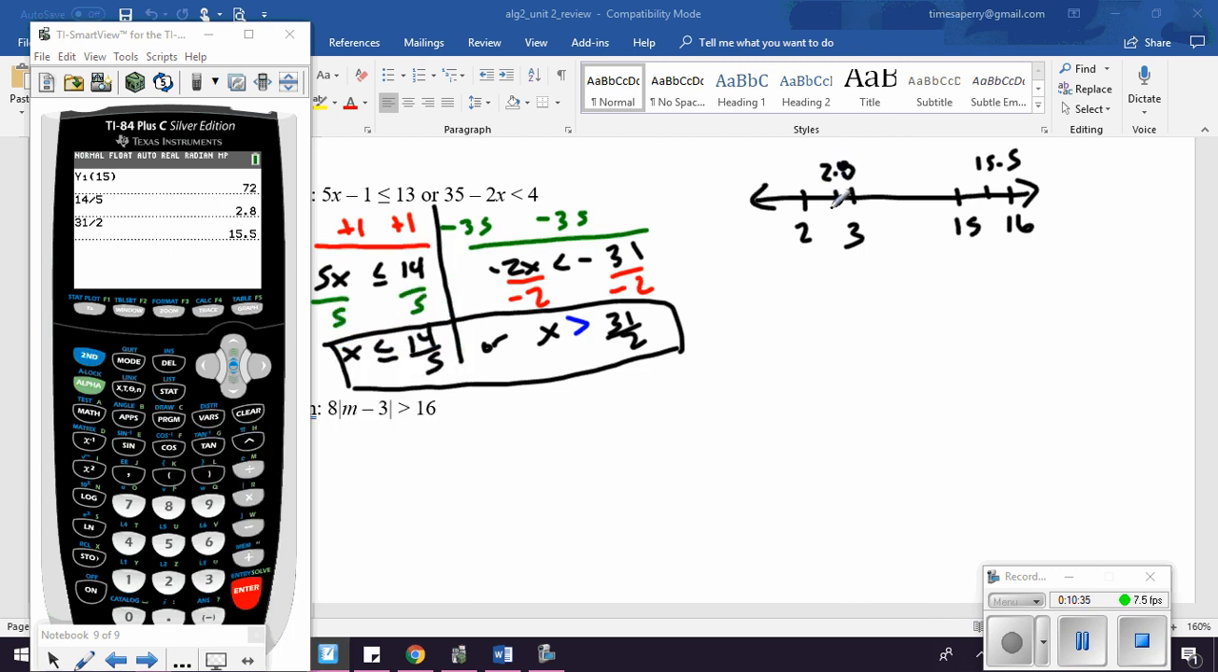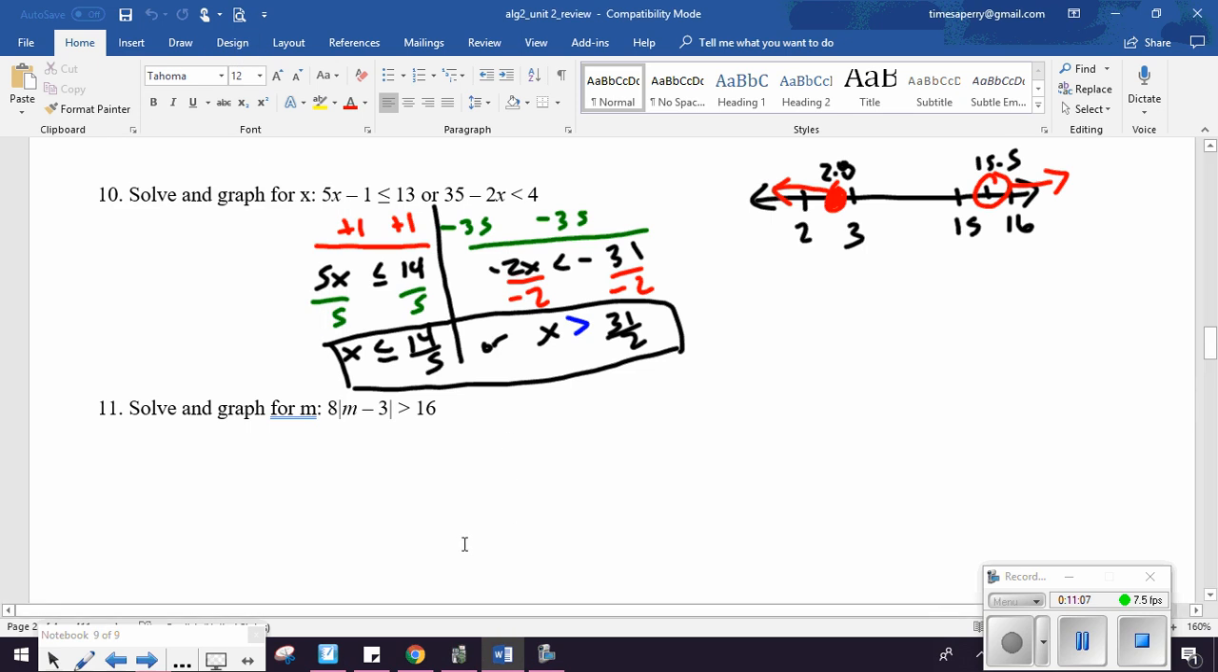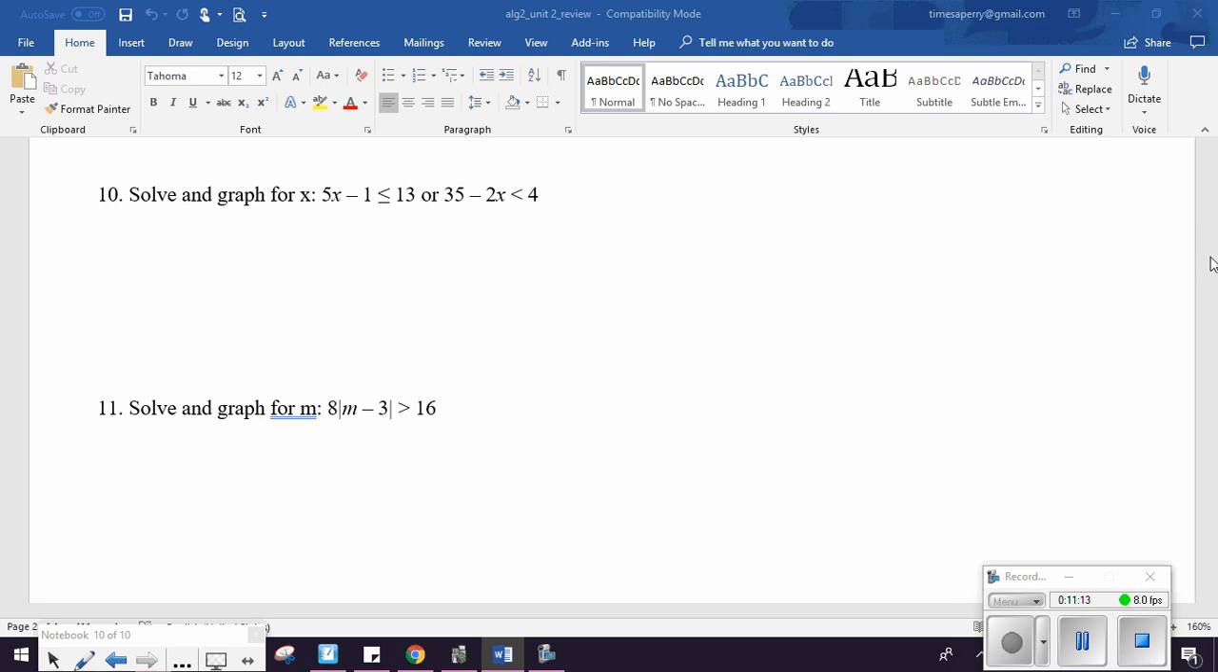So for 2.8, it's going to be a closed dot because of the equal to bar. And we're going to shade everything to the left because that's where the inequality sign is pointing. For 15.5, it's going to be an open dot because there is no equal to bar, and you shade everything to the right. Again, because that's simply where the inequality is pointing. It can't get any easier than that, folks. Shade in the direction the sign is pointing.